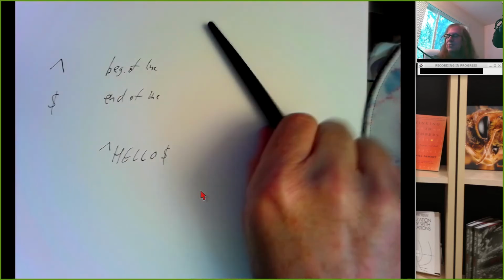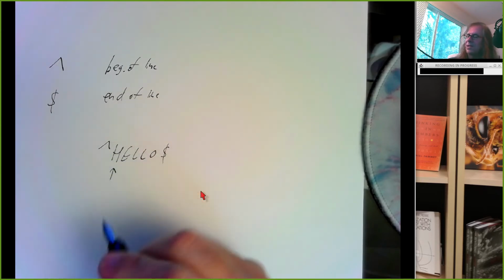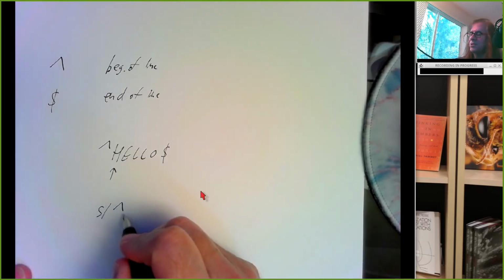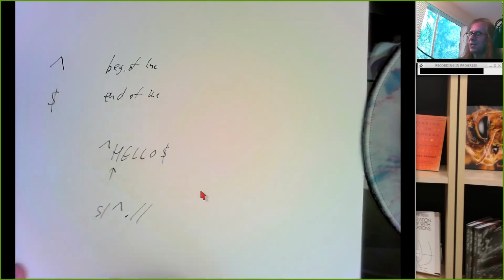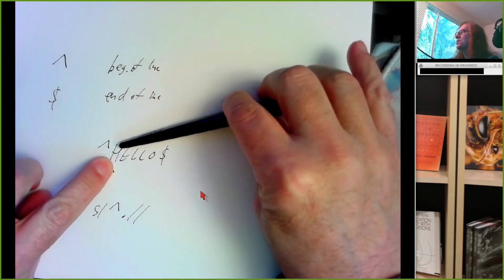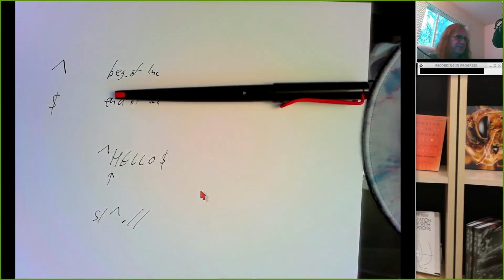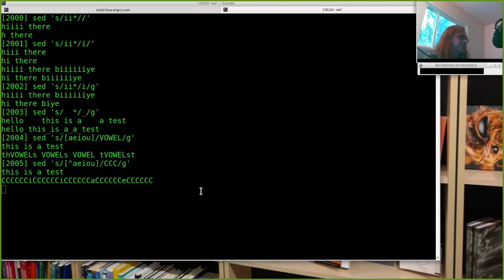So if I wanted to get rid of the first character of my line, I could say substitute caret dot with nothing. The caret will match the beginning, the dot will match the H. And so I can clear out the first character.